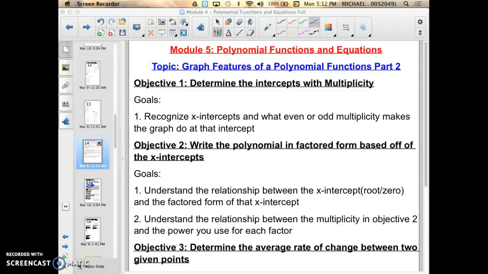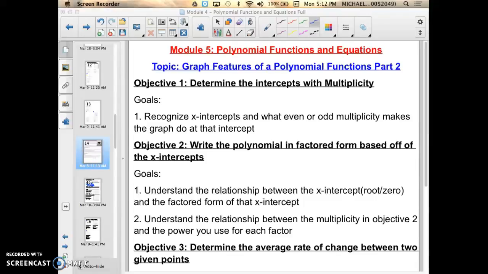Alright, this topic is graph features of polynomial functions part 2. This is the second part of graph features of polynomial functions, and in this part there are going to be 3 objectives. I'm going to break this up into 2 videos. In this video I'm going to go through objectives 1 and 2, and then in the next video I'll go through objective 3.